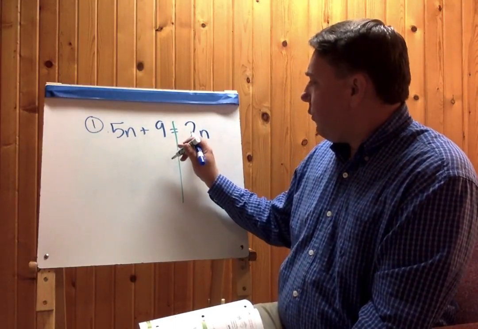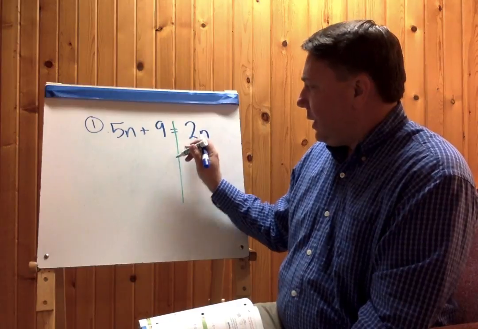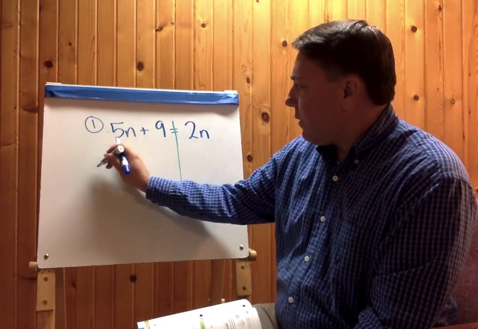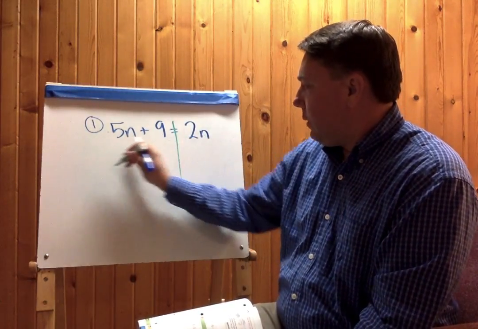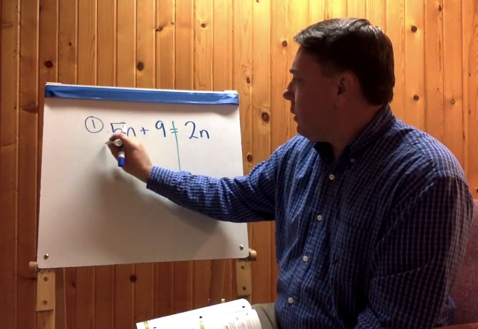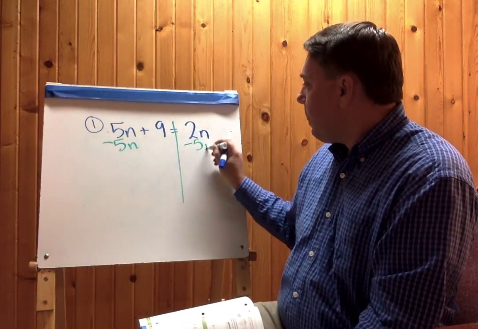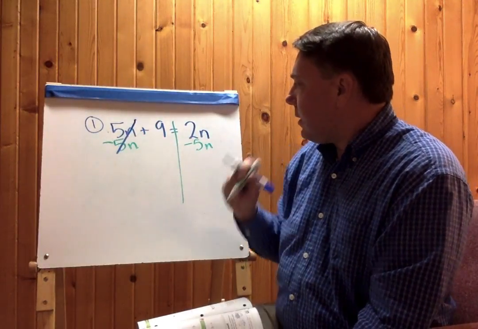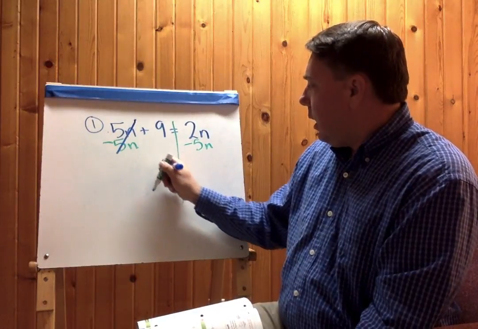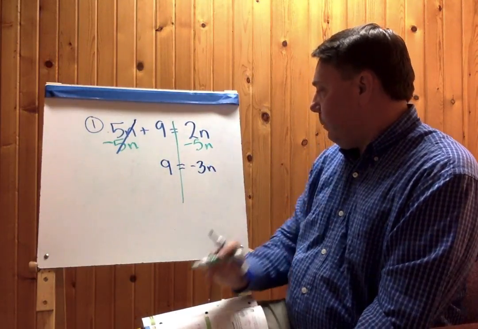Now both of these coefficients are positive. The 5 is positive and the 2 is positive. So it will not matter if you subtract 5n from both sides or 2n from both sides, as long as you do the same thing to both sides of the equation. So I'm going to go ahead and subtract 5n from both sides. And when you do that, these terms cancel out, and you have 9 equals negative 3n.